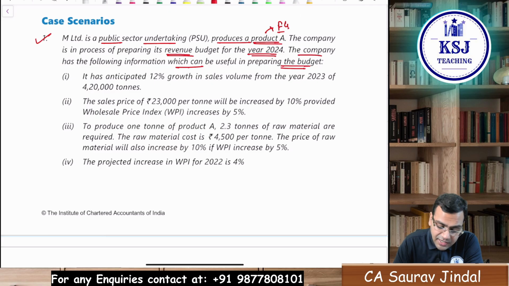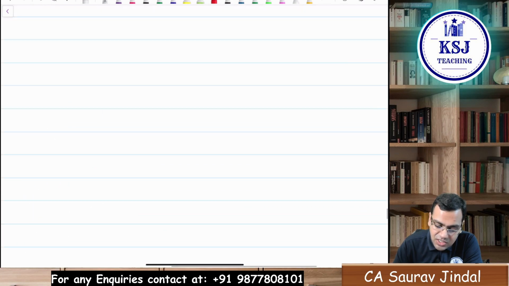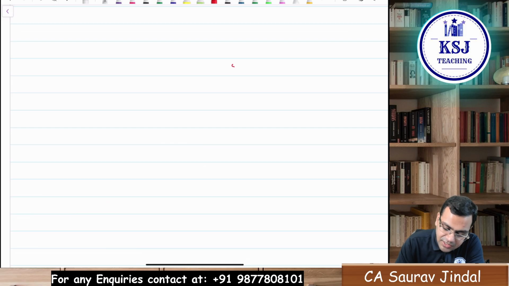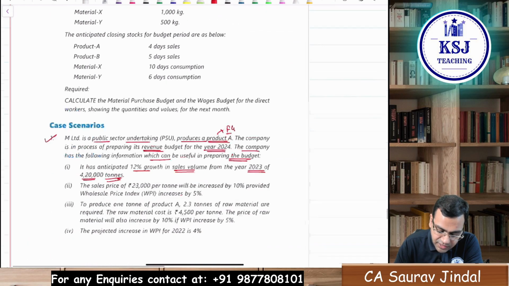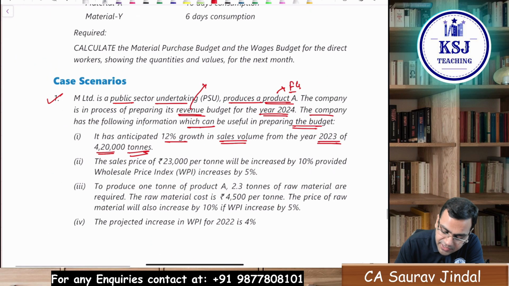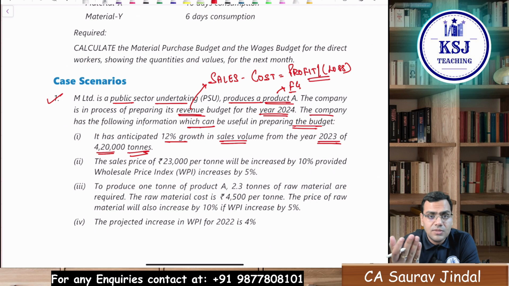It is anticipated 12% growth in the sales volume from the year 2023 of 4,20,000 tons. So basically this budget is being prepared for 2 years, that is 2023 and 2024. Now when they are saying revenue budget, that means we'll be focusing on the sales minus certain costs, and we'll try to find out what is the profit or the ultimate loss to the company. This is what the revenue budget says, right?